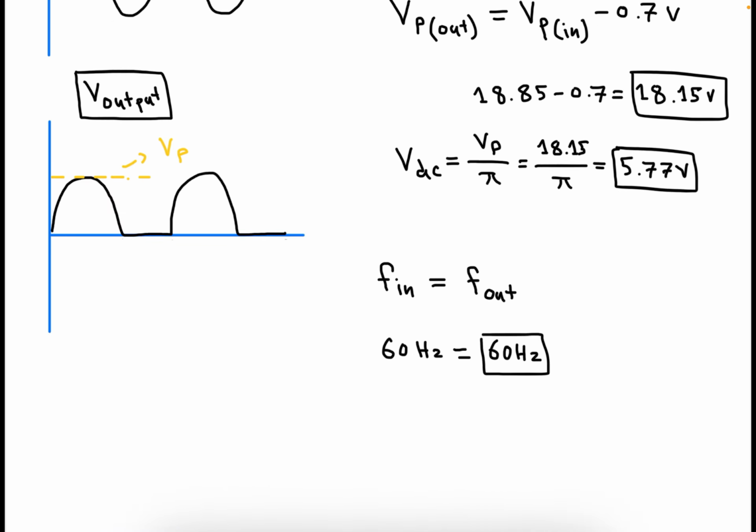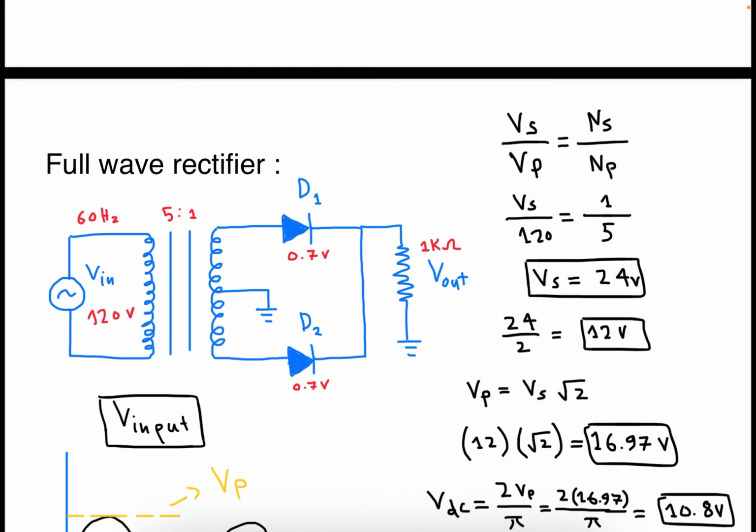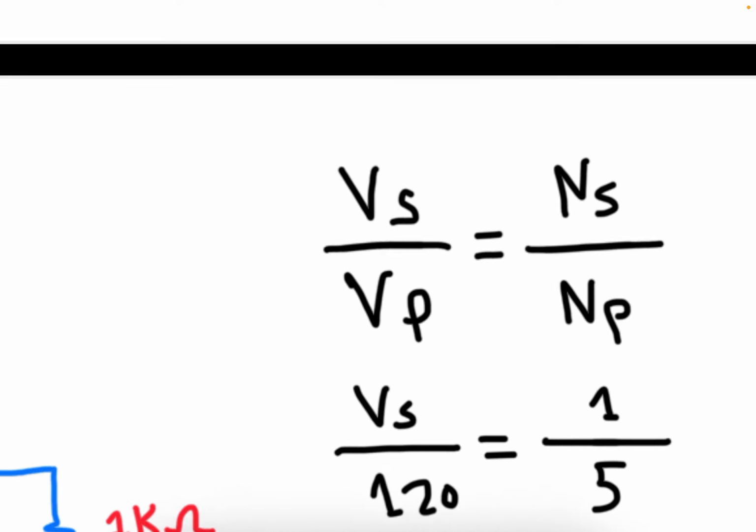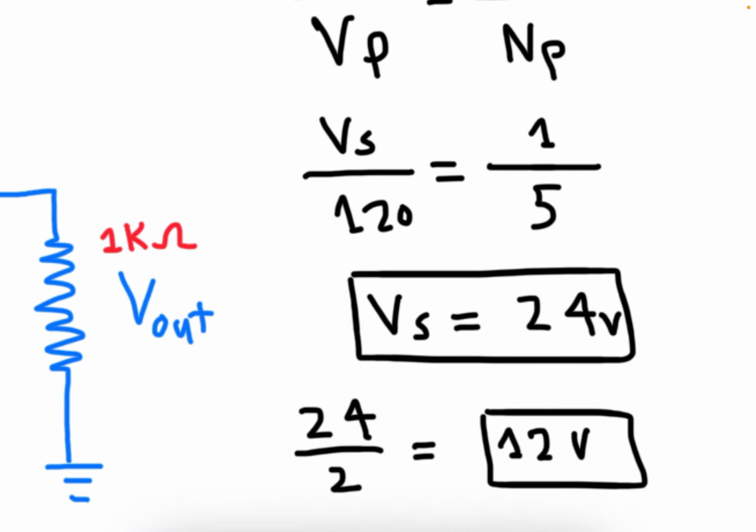Now we will move to the second type of rectifier, which is the full wave rectifier. The main difference between the previous one, the half wave rectifier, and the full wave rectifier is that here we use two diodes. So if we want to calculate from this example the secondary voltage divided by the primary voltage, which is equal to the secondary winding divided by the primary winding, the secondary voltage will equal 24 volt.